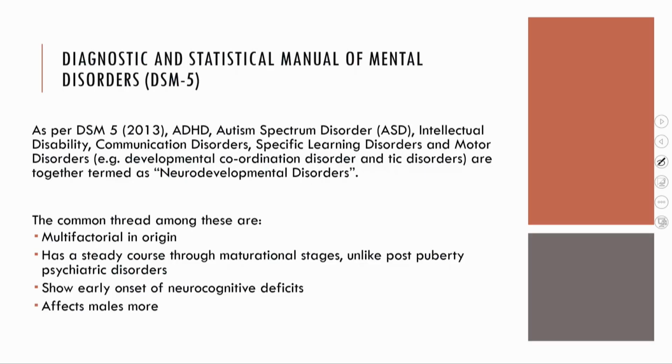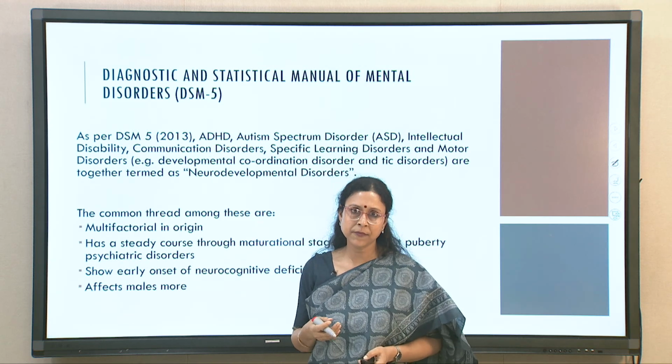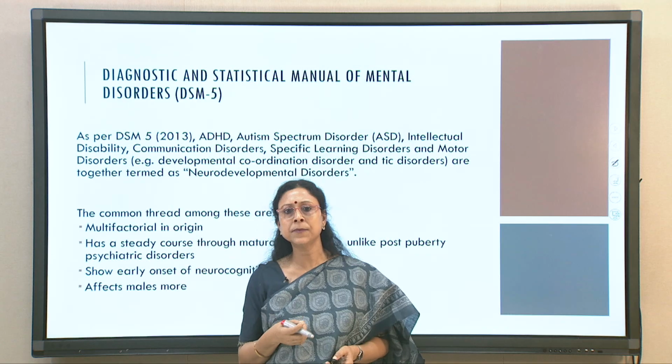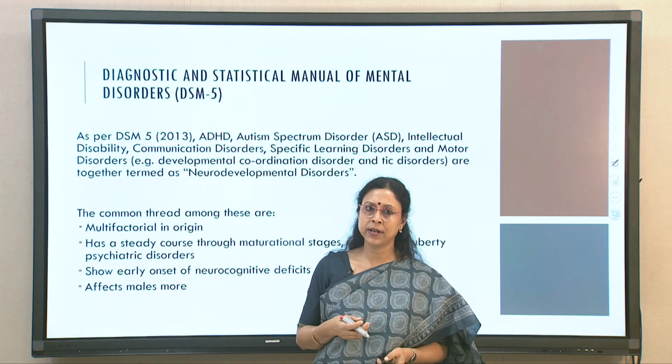Now, these are certain kinds of manuals from where these definitions come, which are responsible for telling us which category includes which kind of disorders. The most commonly utilized one is called Diagnostic and Statistical Manual of Mental Disorders, DSM. As per DSM 5, this goes through updating every few years. So, in the 2013 version, DSM 5, they put ADHD, autism spectrum disorder, that is ASD, intellectual disability, communicative disorder, and so forth, all as neurodevelopmental disorders.